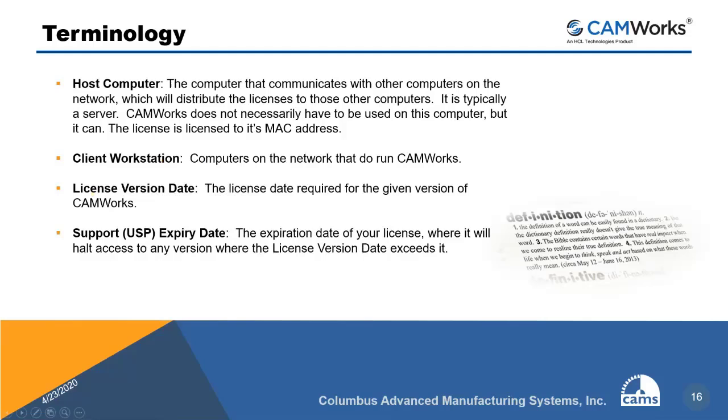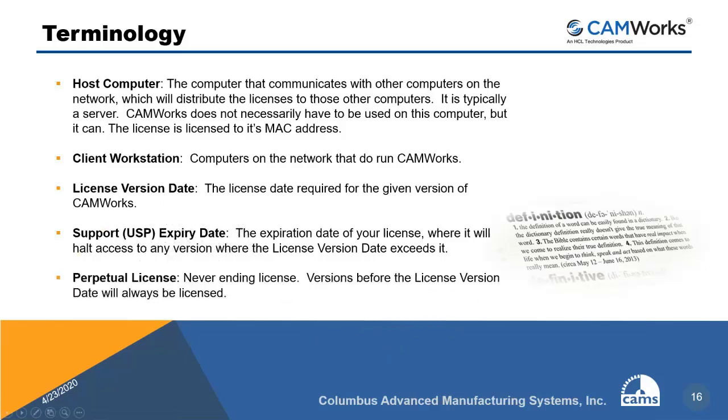Okay, and that date when you purchase USP is the USP expiration date. That expiration date in your license is where it will halt access to any version where the license version date exceeds it. So such as CAMWorks 2020 Service Pack 1 requires a license date of, I think, January 15th, 2020. If your license date is older than that, you won't be authorized to run that version. Then you can renew your USP date, and that'll extend your date, and then you could run that software.